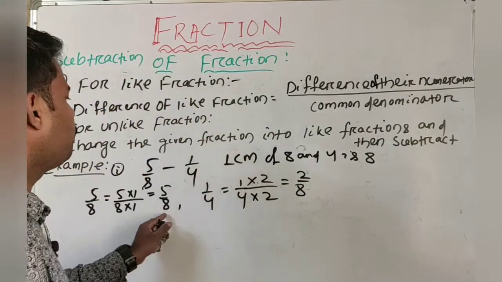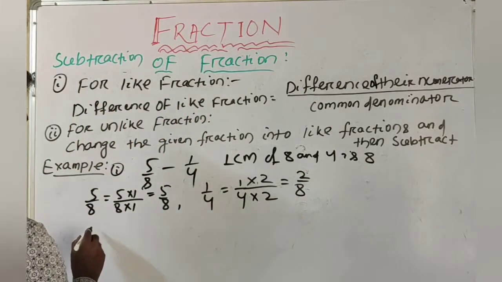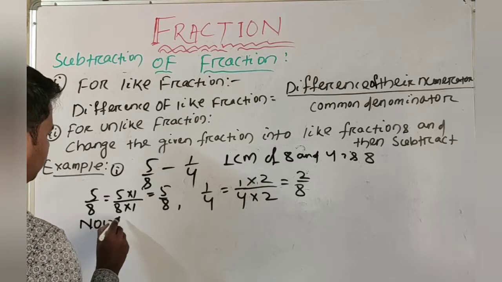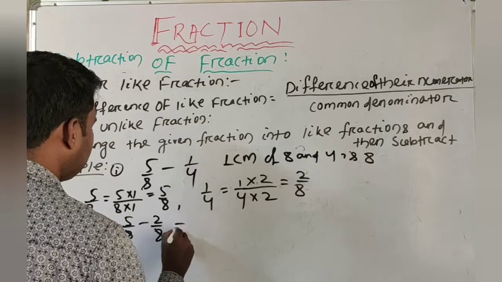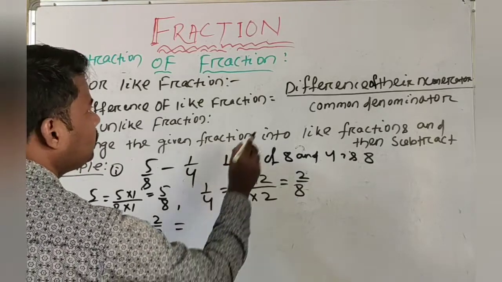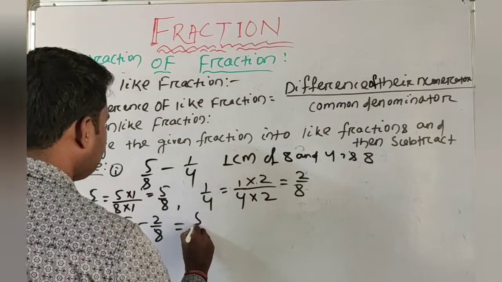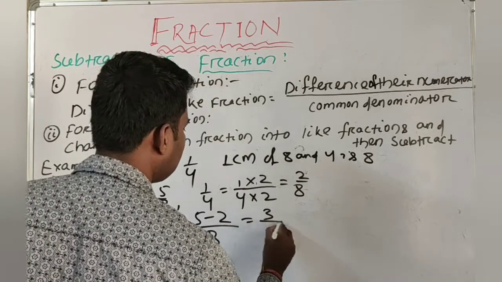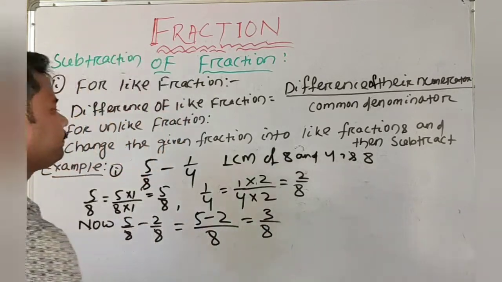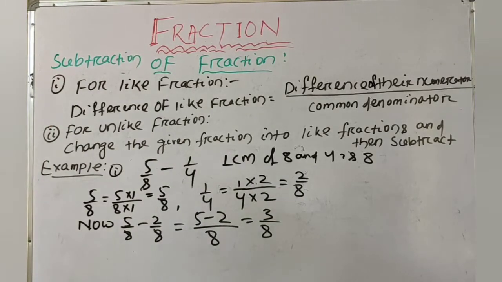Now we got both with the same denominator. Now we can subtract. So now 5 by 8 minus 2 by 8. Then it will be the difference of their numerators, 5 minus 2 divided by 8. We will get 3 by 8 as the answer. Next we will take another example.